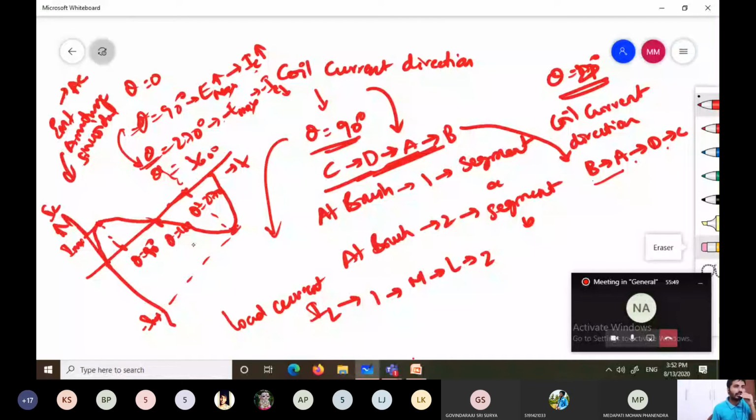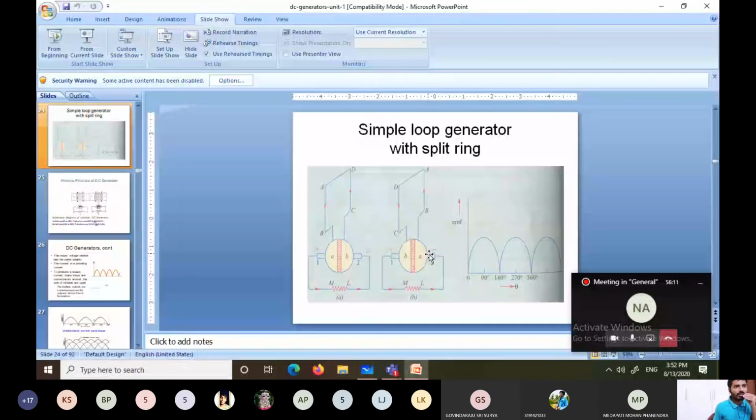Now we can observe the load current. In the first case, at 90 degrees, we have observed that the load current direction is from 1 to M to L to 2. Now in the 270 case, you can observe figure B. Due to the rotation of the split ring, the current direction in the load is not changed. The split ring is rotated here.